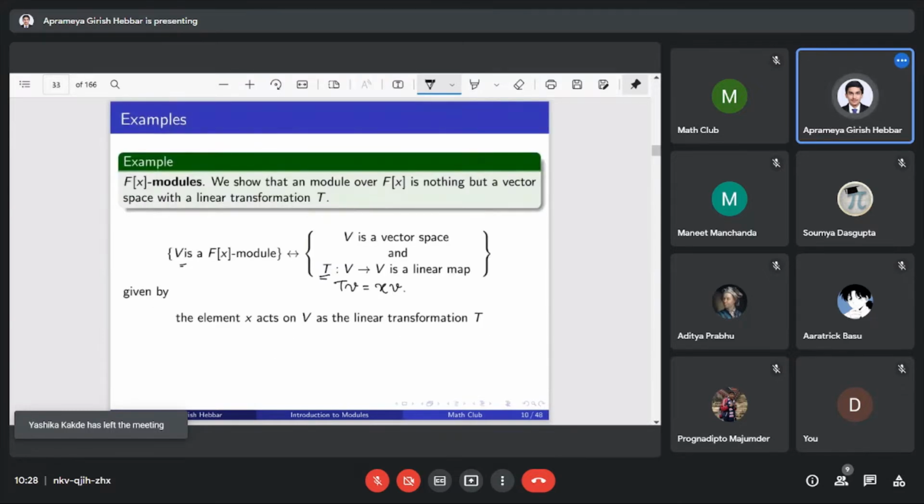So again here, how do you go from here to here? You define xv to be tv. So here to here we defined tv to be xv, and here we defined xv to be tv. So this is what I said. The general way to study linear maps in a vector space is you can consider V and a linear map T, turn it into an F[x] module, and you can apply the module theory to get more information about the linear map T.